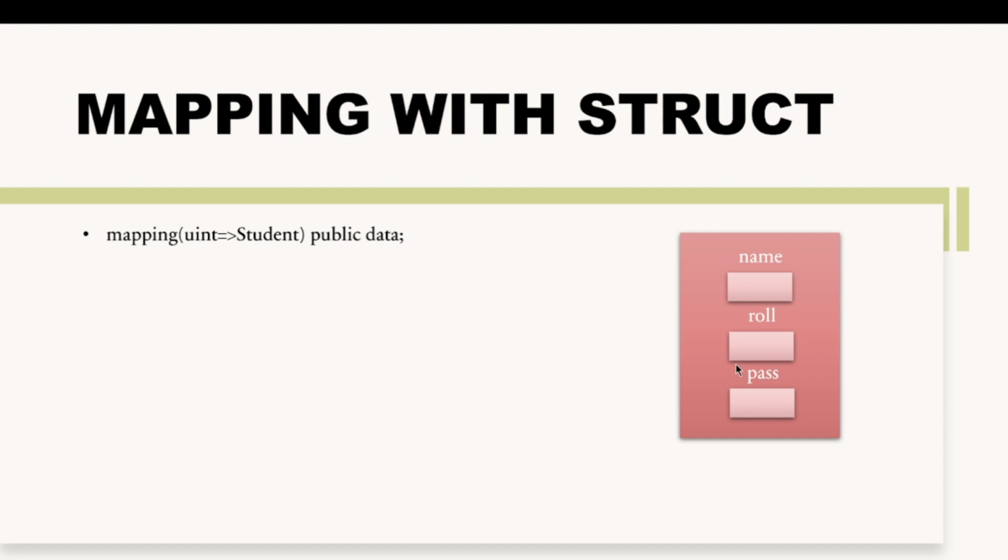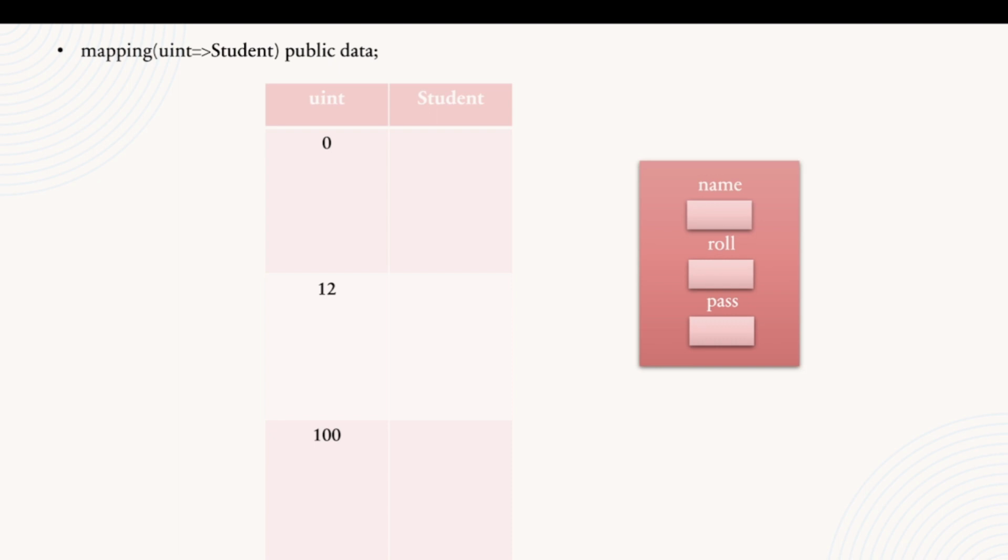So in this video, we are going to see how we can map from UINT or any other data type to a struct data type. So let's say I have created this mapping. When we do this, something like this will happen in memory. I'm just taking some random values here, 0, 12 and 100, because mapping does not store data in a contiguous fashion. So 0, 12 and 100. And at 0, 12 and 100, I want to store details of students. So this is how it will look.